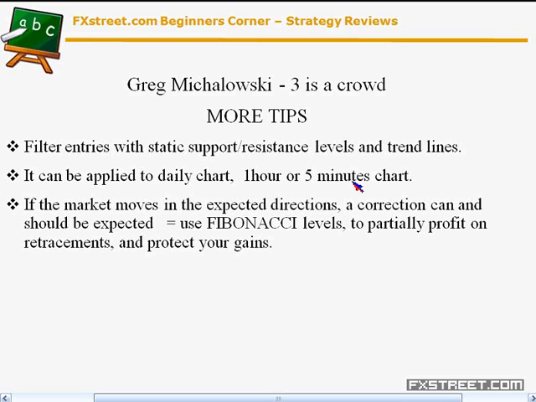If there is something that we know, it is that the trend never goes straight and we always have corrections in the middle. So how do I know if this particular trend is over, okay, or I'm witnessing just a corrective movement against that trend? Well, Greg told us to use Fibonacci levels to partially profit on retracement and protect our gain, right?